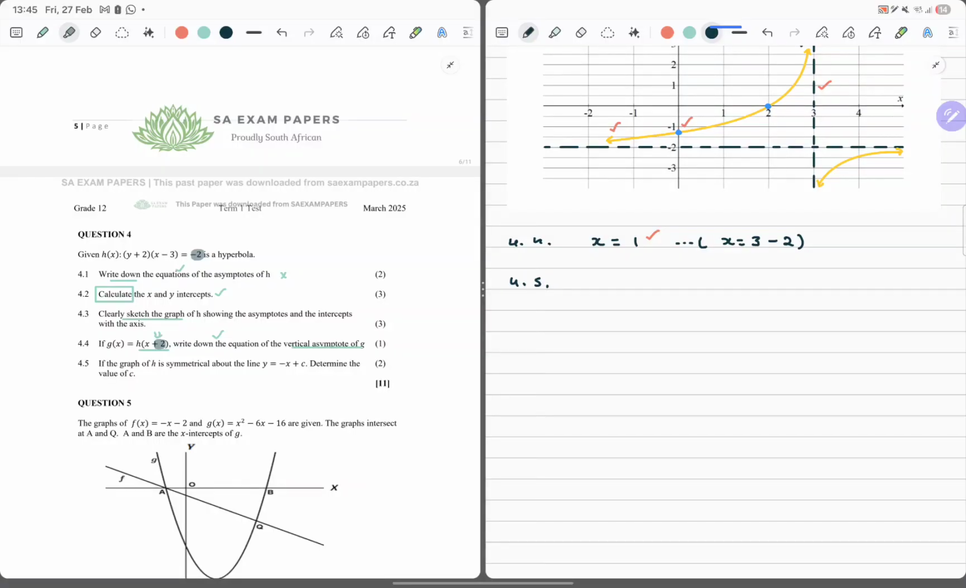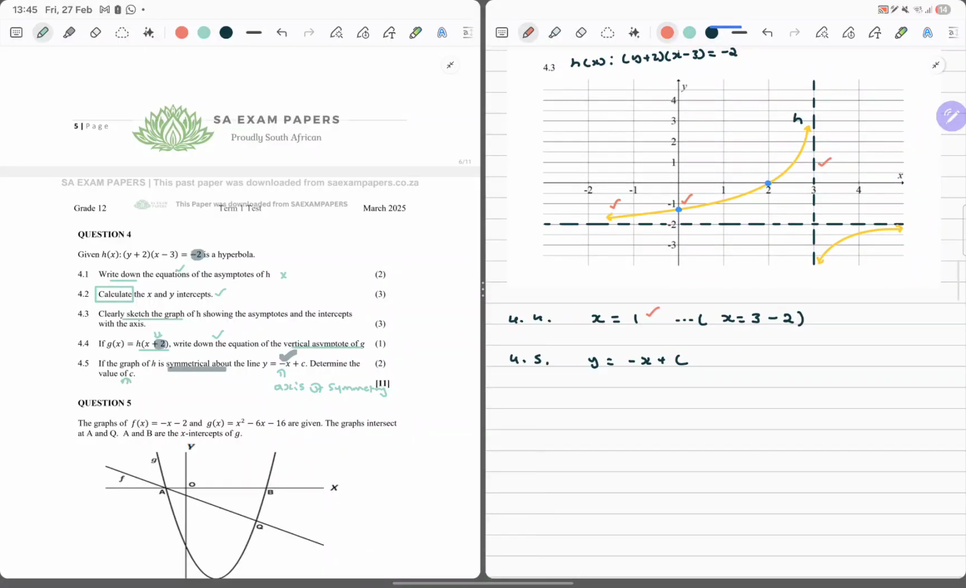4.5 says, if the graph of h is symmetrical about the line y equals minus x plus c, and we know that this is the axis of symmetry, determine the value of c. That's not a problem. There's 2 ways we can write the equation. y is equal to minus x plus c. But now we're going to take what we call the center of our hyperbola. The center is where the asymptotes meet.